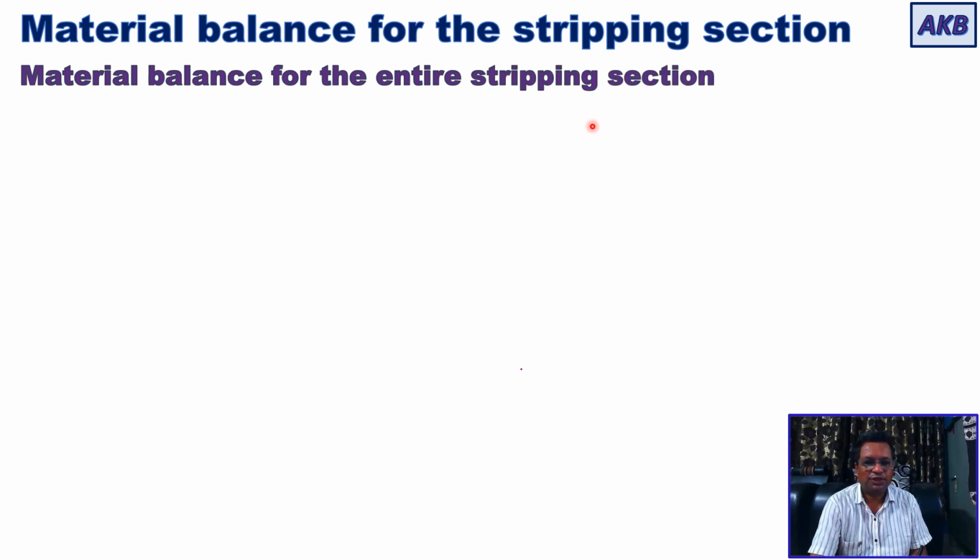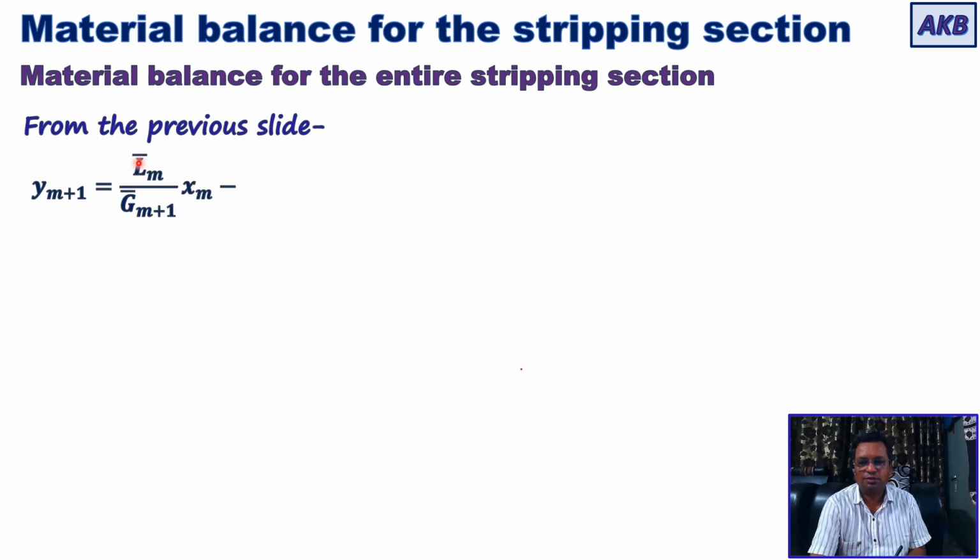Material balance for the entire stripping section. From the previous slide, you have this equation: y_{m+1} is equal to L̄_m upon Ḡ_{m+1} into x_m minus W upon Ḡ_{m+1} into x_W. This is equation number, let us call it as equation 30.